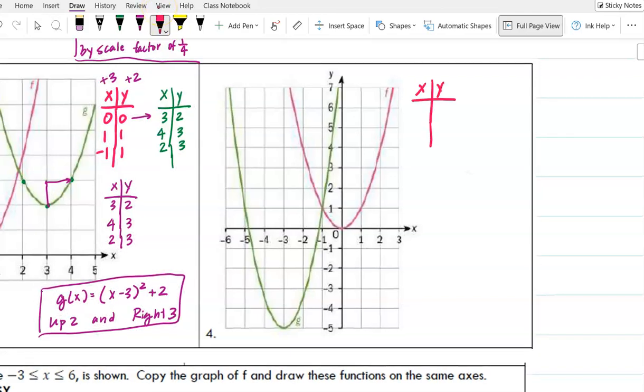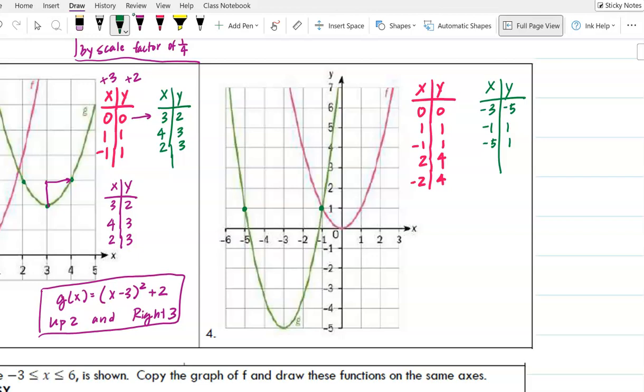X and y, so we have (0, 0), (1, 1), (negative 1, 1). Okay, and then (2, 4), (negative 2, 4). Okay, x and y. So I have a negative 3. That's my vertex. It moved. And then a very good point is going to be all the way up here. So I see a negative 1 and a 1, and a negative 5 and 1.